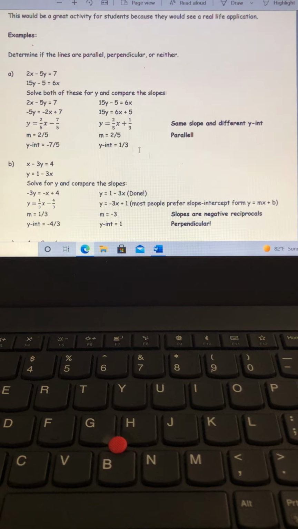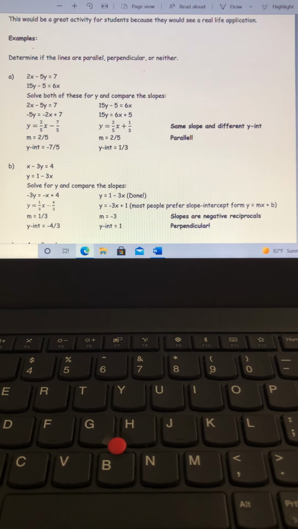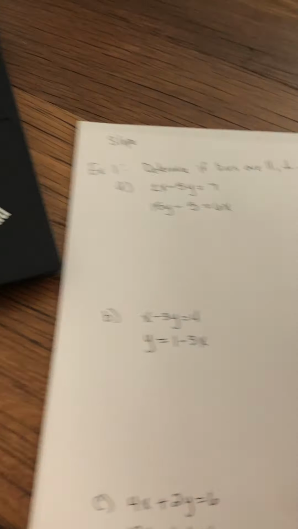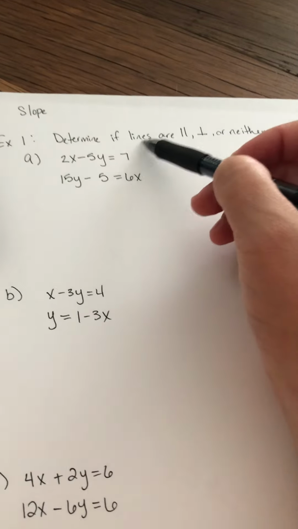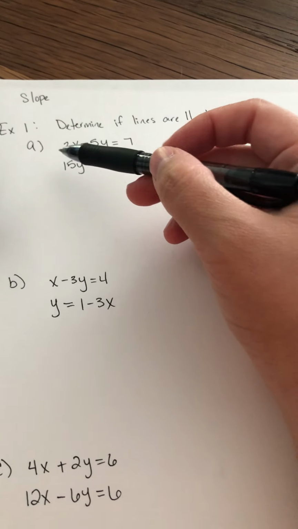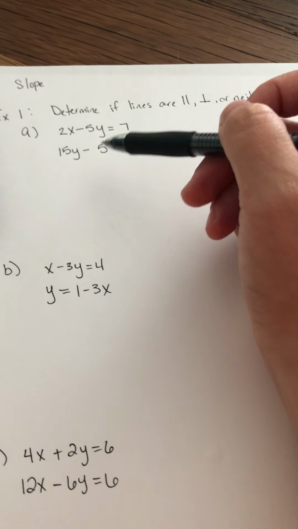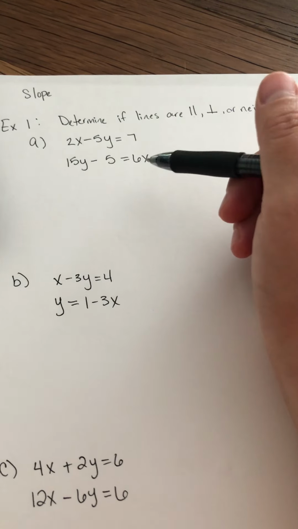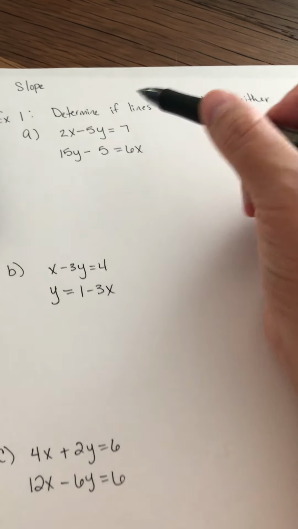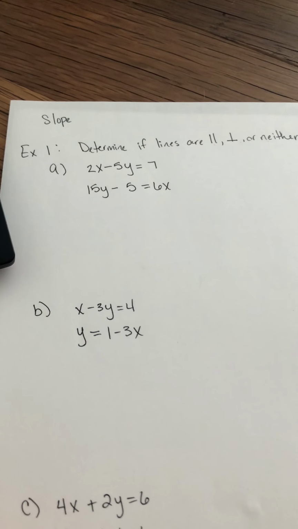For your examples, these already have the answers here, but I was going to talk you through them. So we want to determine if the lines are parallel, perpendicular, or neither. So you have different forms of the line. You have point slope form, slope intercept form.